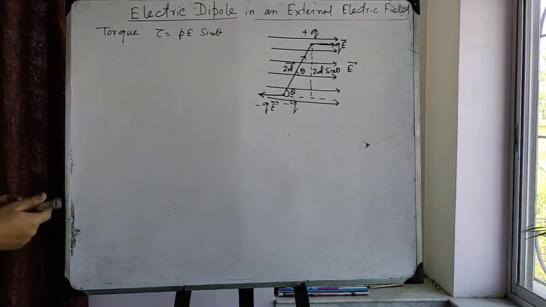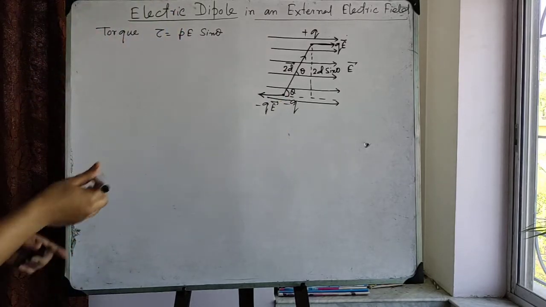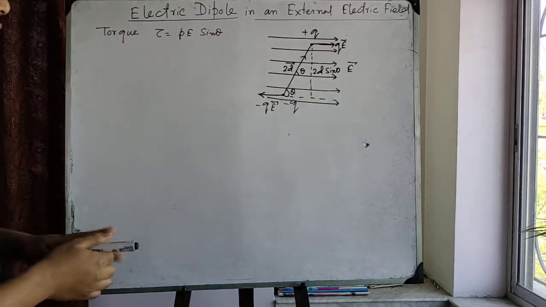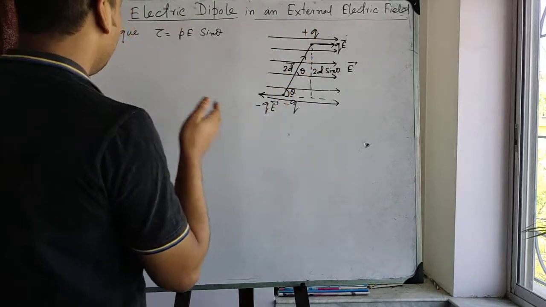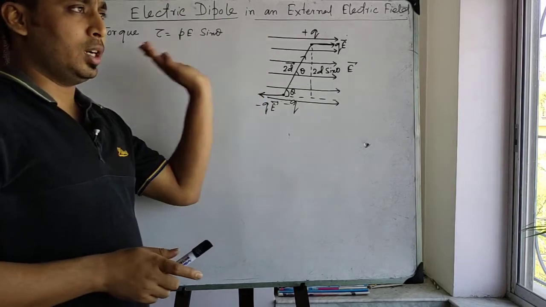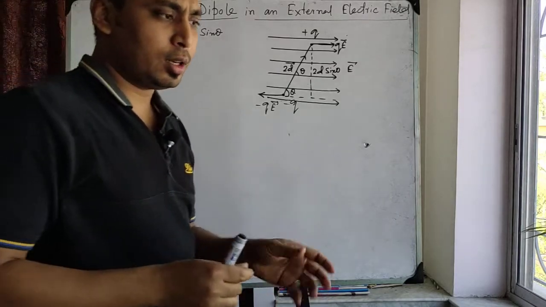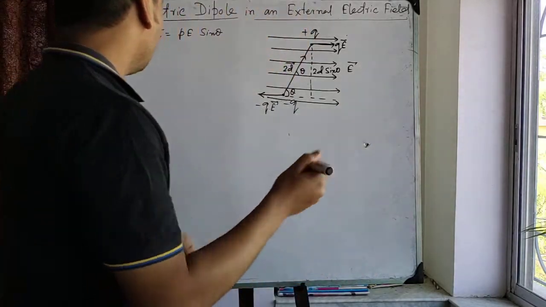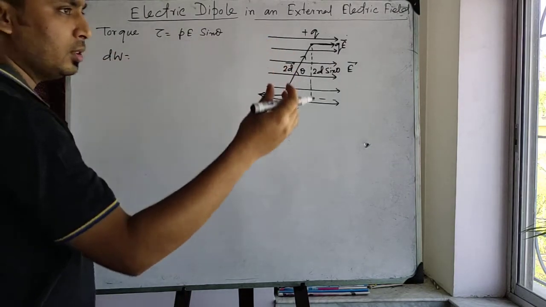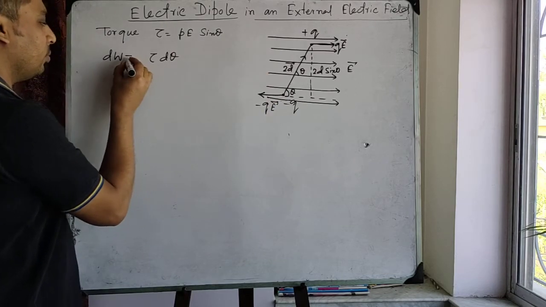Okay, so the torque, suppose at any time the dipole makes an angle theta with the field direction. So the torque acting on the dipole at that time is P sin theta. Now the work done to rotate the dipole further by an angle d theta is tau into d theta.